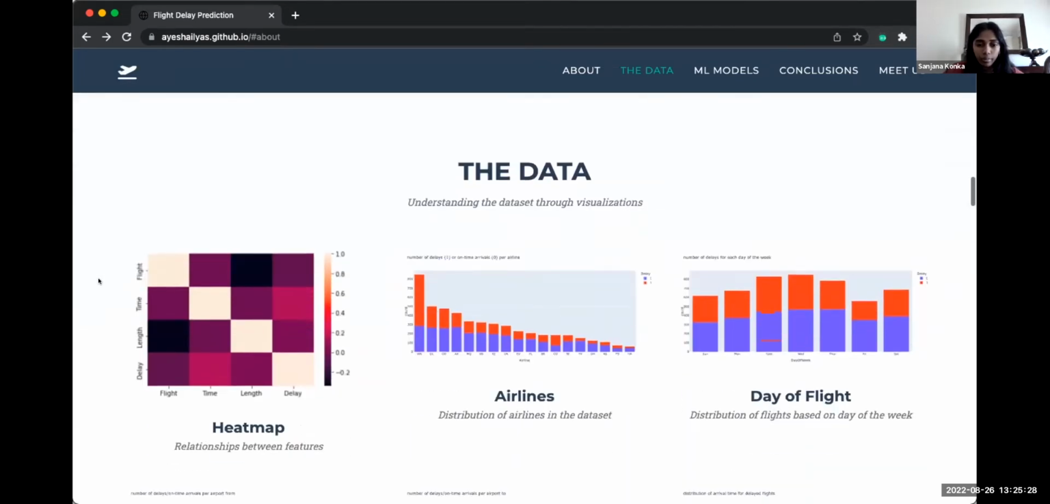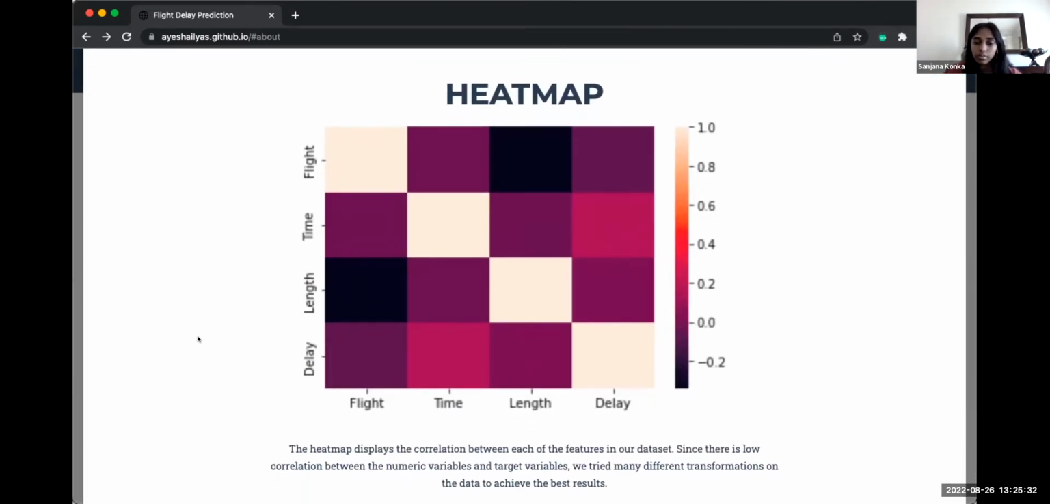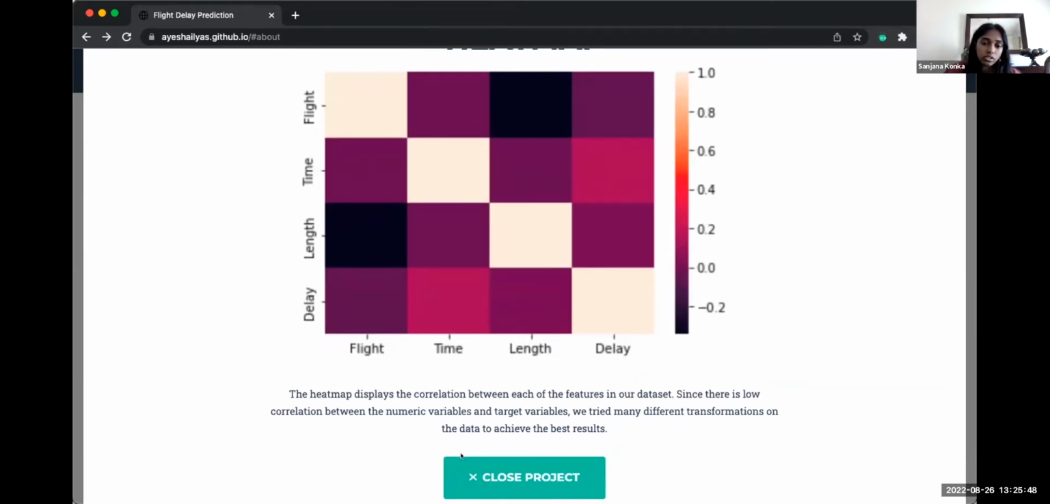And so if we look at the plots below, first we have the heat map, and this basically displays the correlation between each of the features in our data set that I talked about earlier. And since there's a low correlation between the numeric value variables and target variables, we tried many different transformations on the data to achieve the best results.